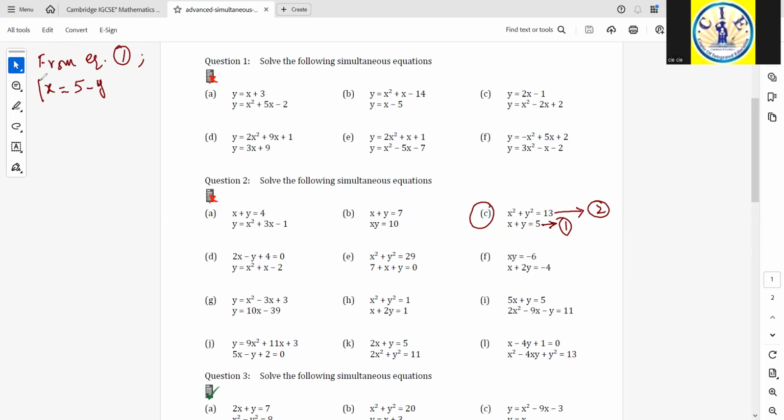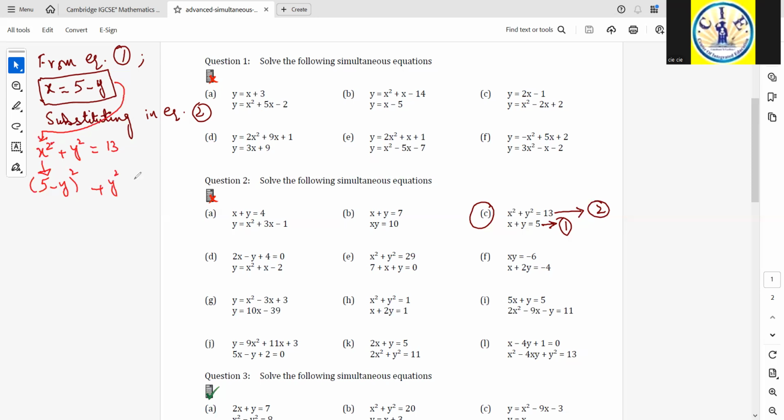Let's replace the value of variable x this time, substituting in equation number 2. So that would give me x squared plus y squared equals to 13. This value of x would be substituted here. So simplifying it, 5 minus y, that is the value of x, and then its whole square like this, plus y squared equals to 13.